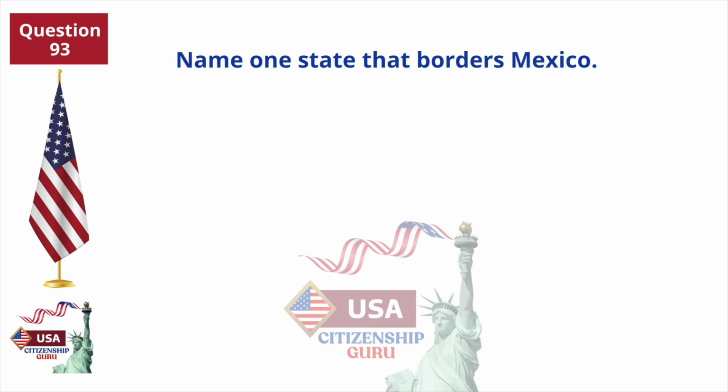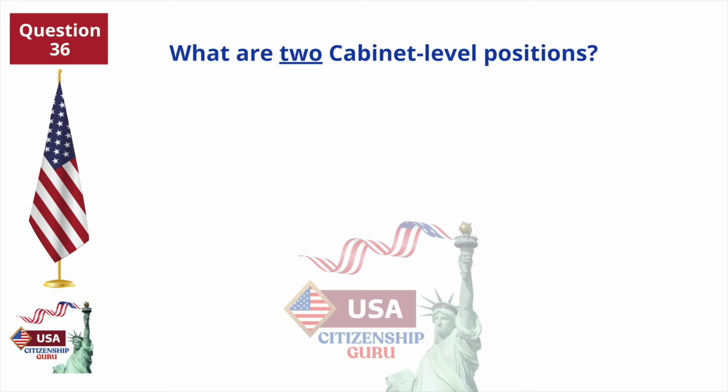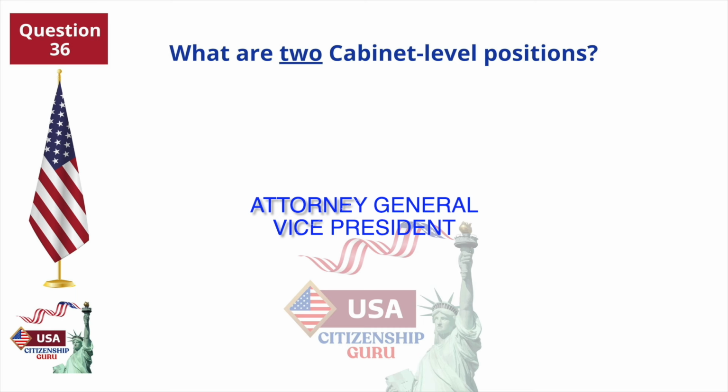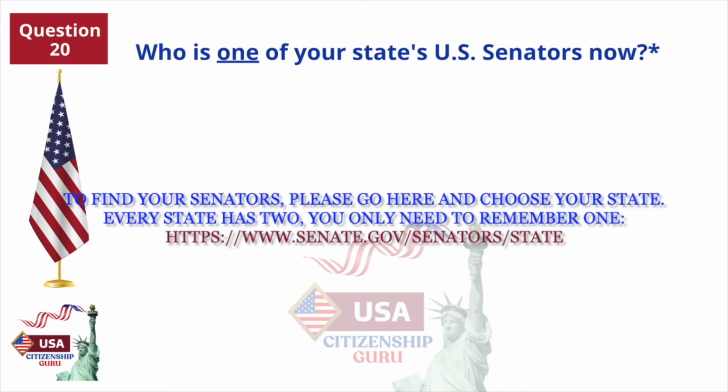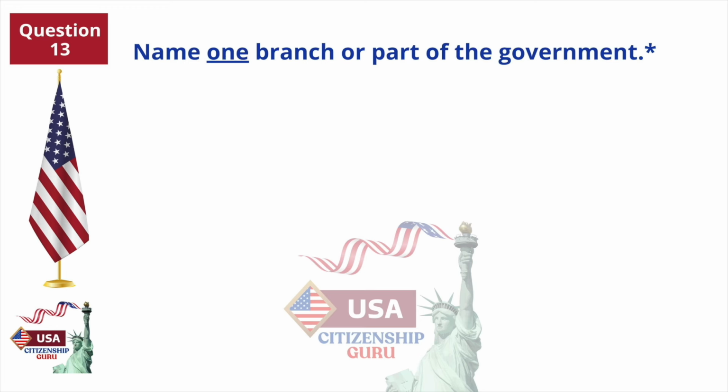Name one state that borders Mexico. Arizona. What are two cabinet-level positions? Attorney General. Vice President. Who is one of your state's U.S. senators now? Name one branch or part of the government. Congress.